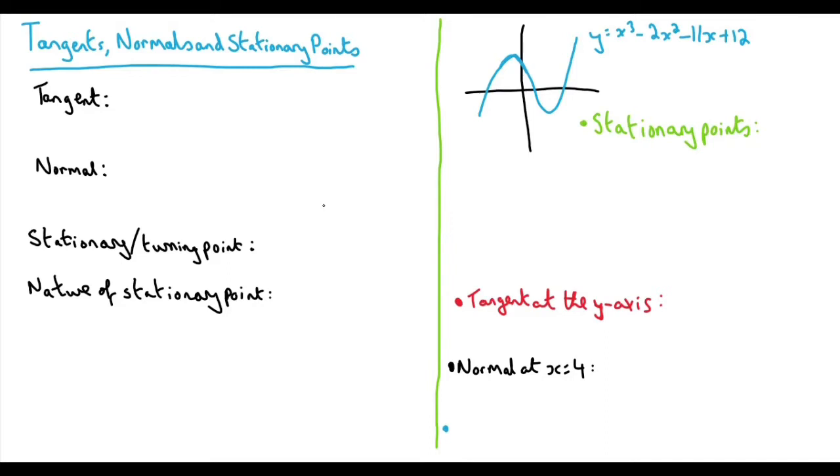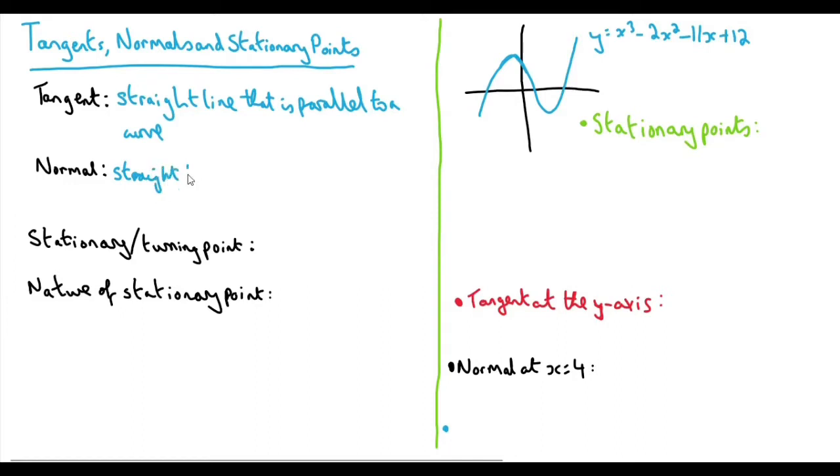In general, though, when we mention these terms, we're going to be looking at either lines or points related to a curve. A tangent is a straight line that is parallel to the curve at a point, whereas the normal is perpendicular. So the tangent is going to match the gradient of the curve at that given point, whereas the normal is going to be making a right angle to it.